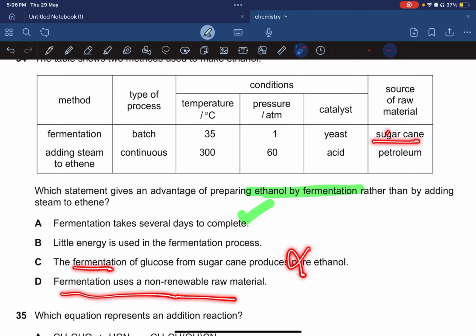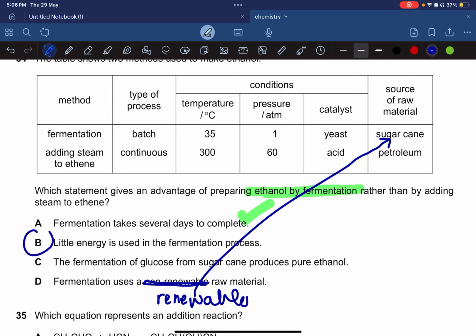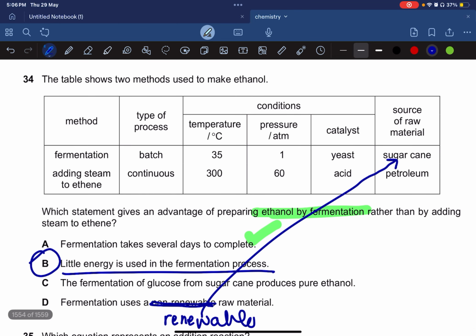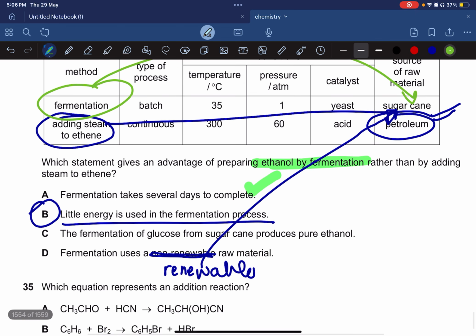Fermentation uses a non-renewable raw material. That's incorrect. You don't use a non-renewable, you use a renewable, because sugarcane is renewable. So it's going to be option B, that little energy is used. You can grow plants again and again, sugarcane can be grown again, whereas petroleum, once finished, would not come again because it takes millions of years to form. So sugarcane is renewable, but petroleum is non-renewable. This method uses non-renewable petroleum, but this one uses renewable sugarcane. That would be an advantage, but over here they just try to trick us by writing non-renewable.